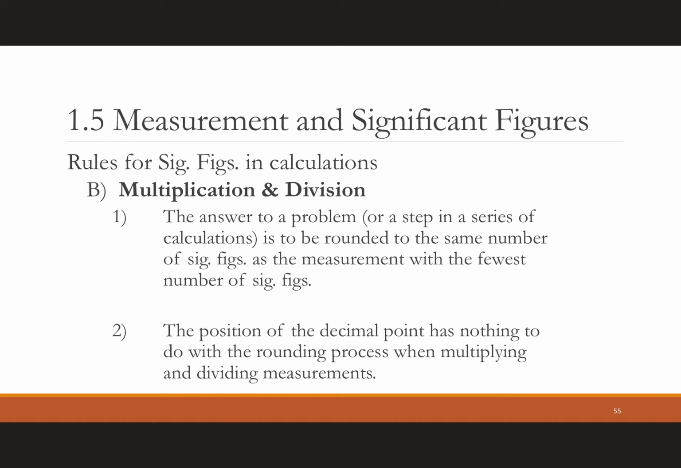All right, next, the rules for multiplication and division will both be the same. Multiplication is repeated addition and division is repeated subtraction, as it turns out. So it's kind of funny how they differ in their rules, but either way, we follow different rules. I didn't create them. The answer to a problem or a step in a series of calculations is to be rounded to the same number of significant figures as the measurement with the fewest number of significant figures. The position of the decimal point has nothing to do with the rounding process when multiplying and dividing measurements.